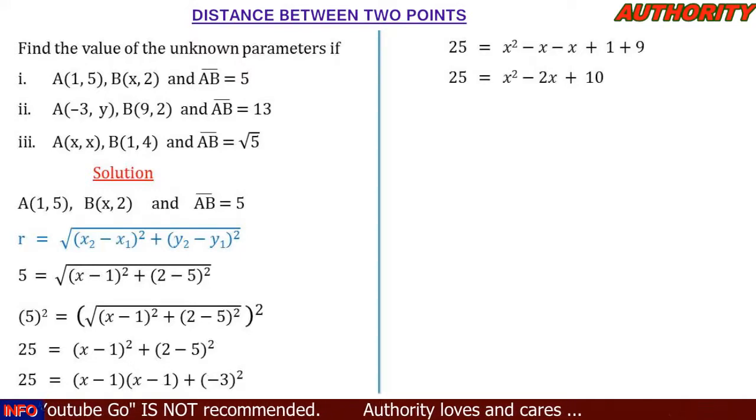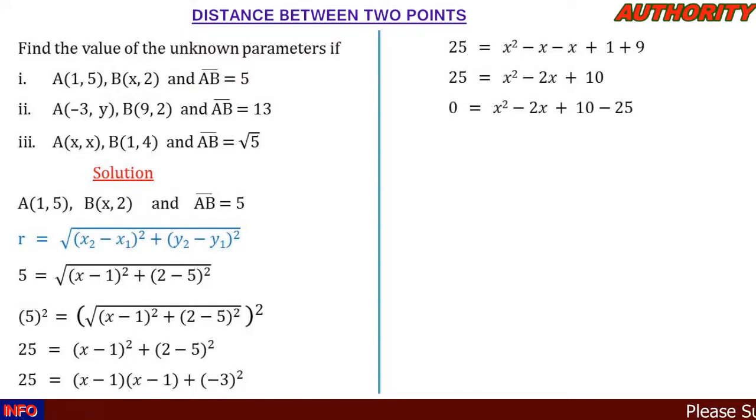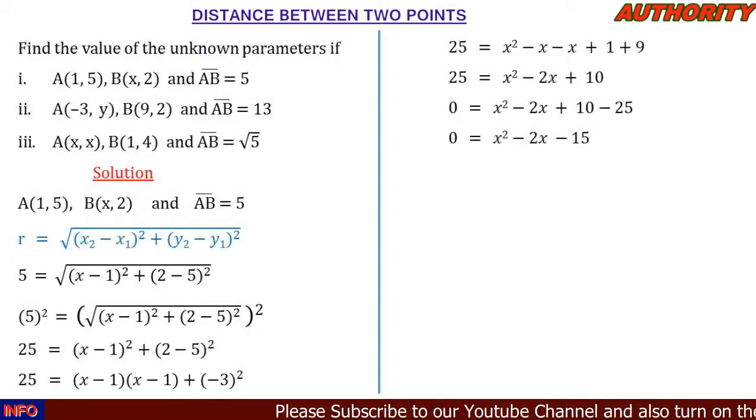So therefore we have 25 is equal to x squared minus 2x plus 10. Let's take 25 to the other side. As we take 25 to the other side, the left hand side is going to be 0. So we have 0 is equal to x squared minus 2x plus 10 minus 25. So when we say 10 minus 25, it's going to give us minus 15. So here we have 0 is equal to x squared minus 2x minus 15.